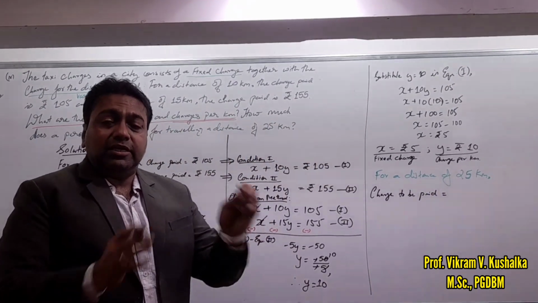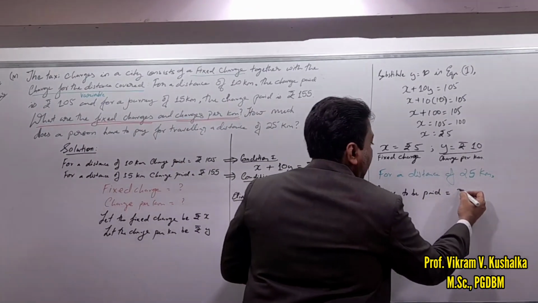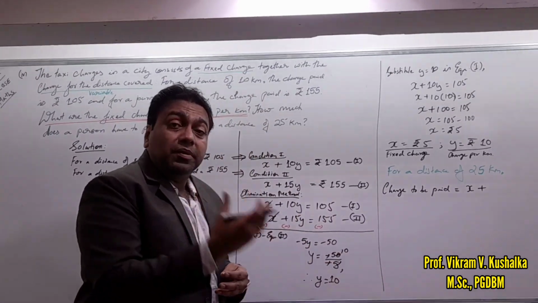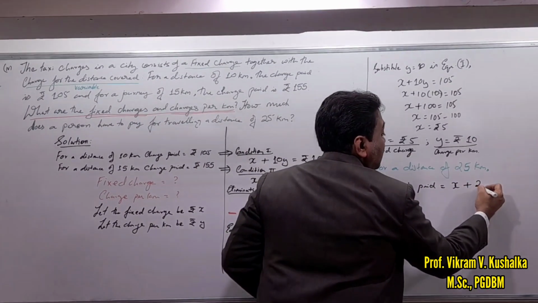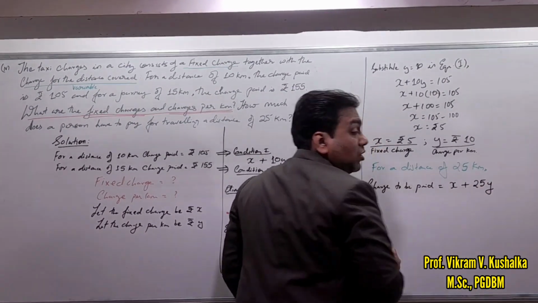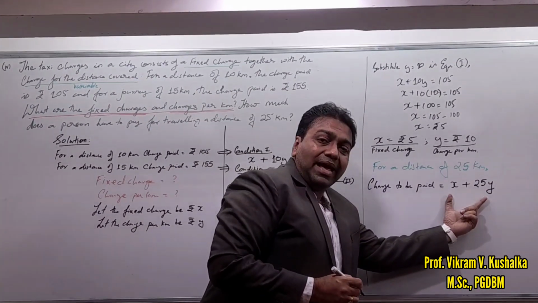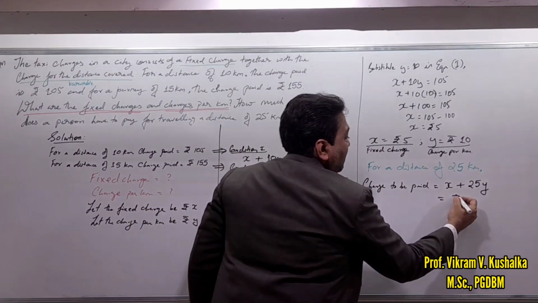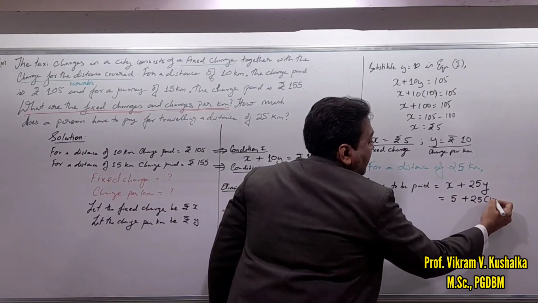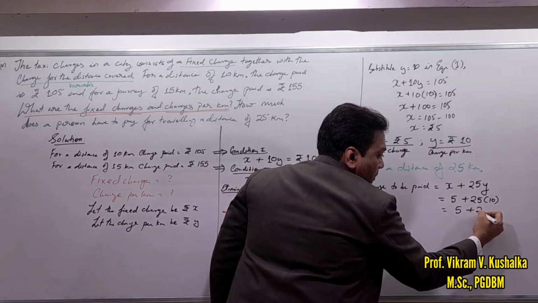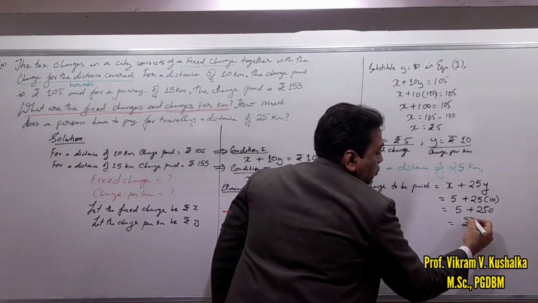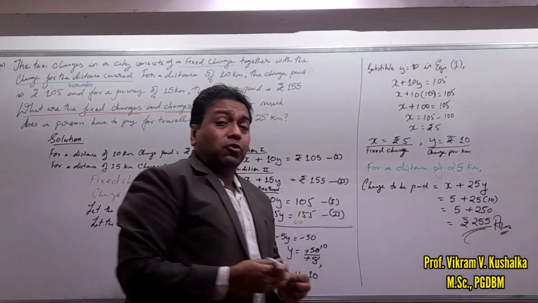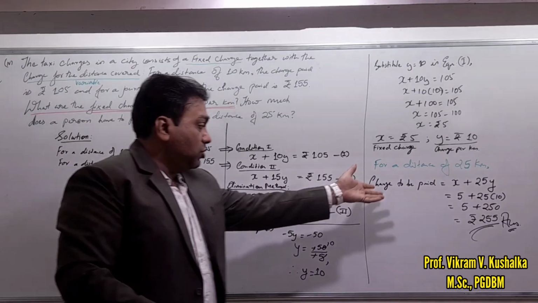Again, I will form an equation. What will be the equation? There is going to be a fixed charge, that is my x, plus I am going to add the variable charge, that is charge per kilometer. And how many kilometers am I traveling? 25 kilometers, and charge per kilometer is y. So my equation is x plus 25y. And let me substitute the values of x and y over here. X is 5 plus 25 into 10. So you get 5 plus 250, that is equal to rupees 255. That is the amount that you will pay to the taxi driver, cab driver or the auto driver, the final amount.